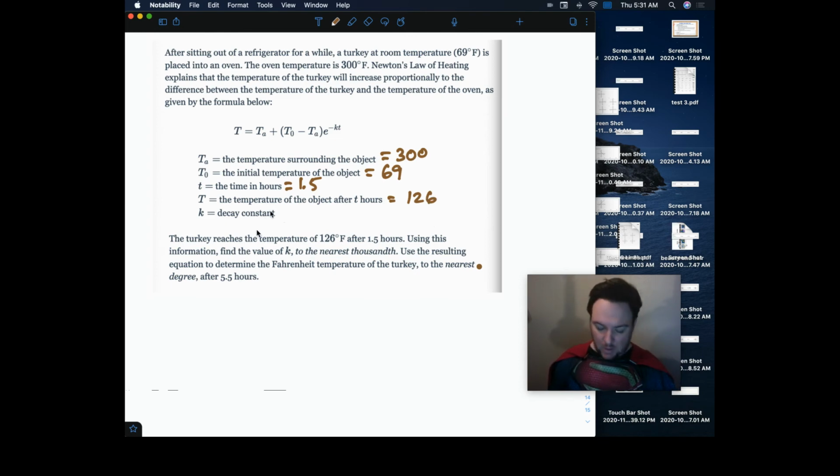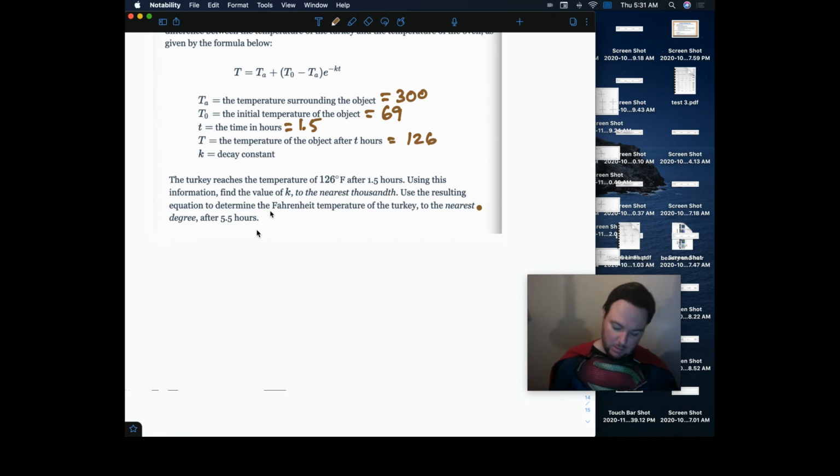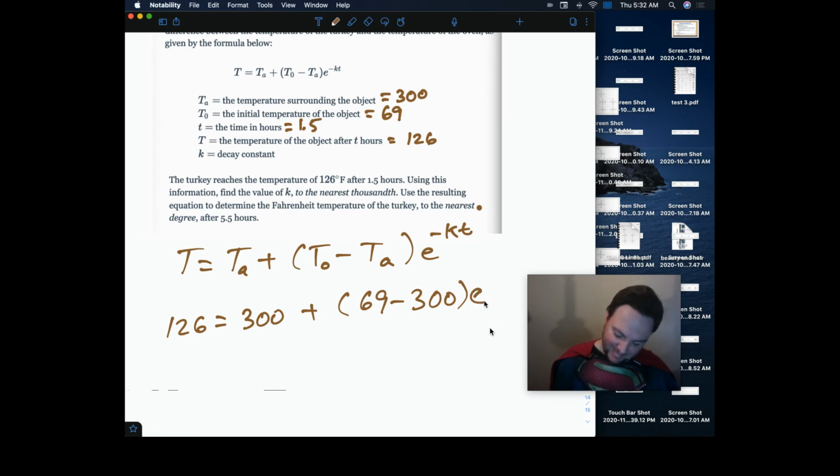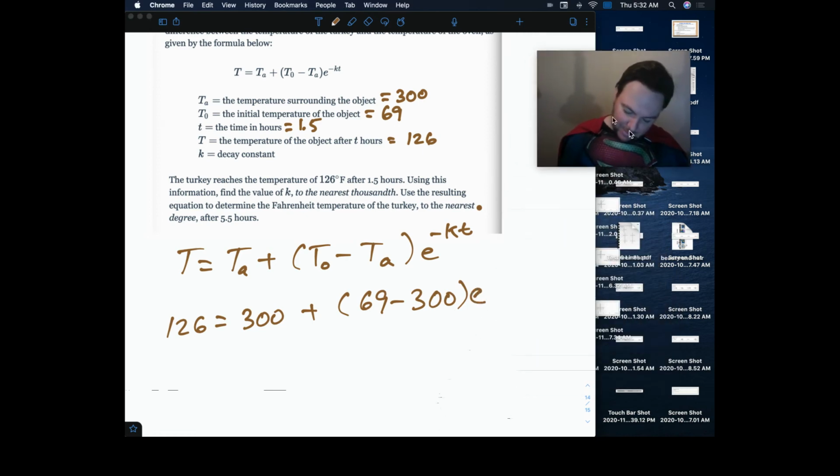Okay. All right. So we got all of this information. Now we're just going to plug it in. So if we got T equals TA plus T naught minus TA e to the negative KT. If we plug in, we get 126 equals 300 plus 69 minus 300, e. It's so much math, I gotta move super bad. To the negative K T 1.5.